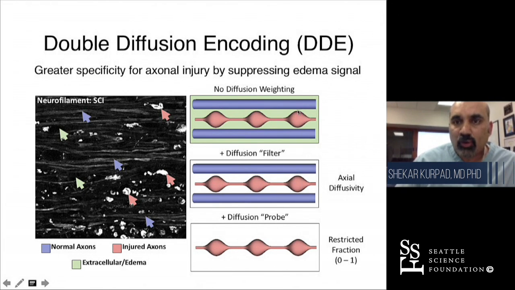Here's an example of no diffusion weighting. In this top panel, you're measuring diffusion in all directions. When you apply the diffusion filter or probe, we can only see the restricted fraction of axons diffusing, and we're able to compute water diffusion only in a craniocaudal direction.